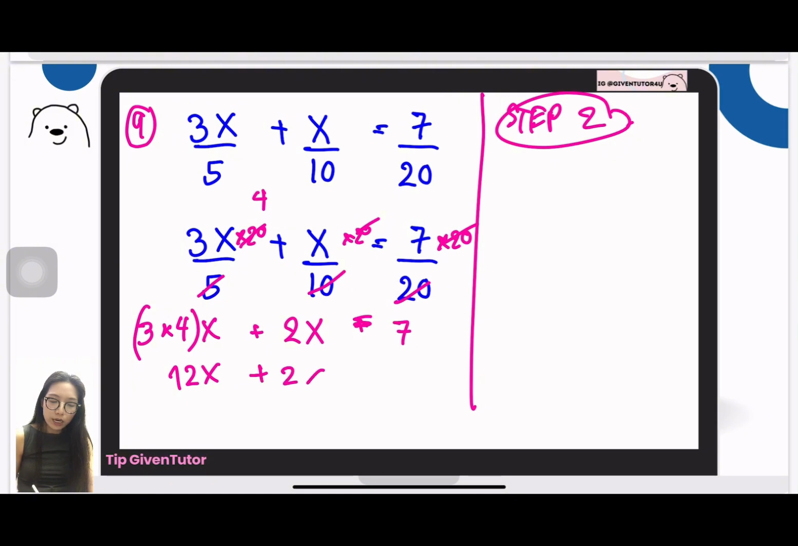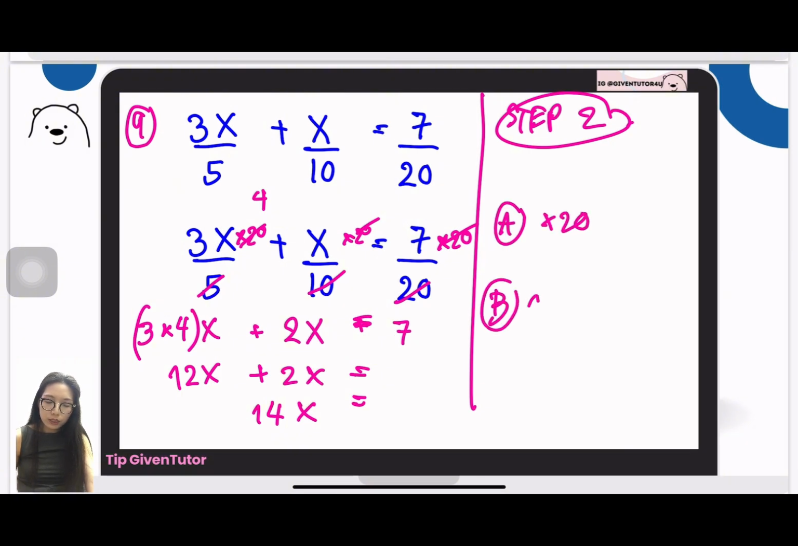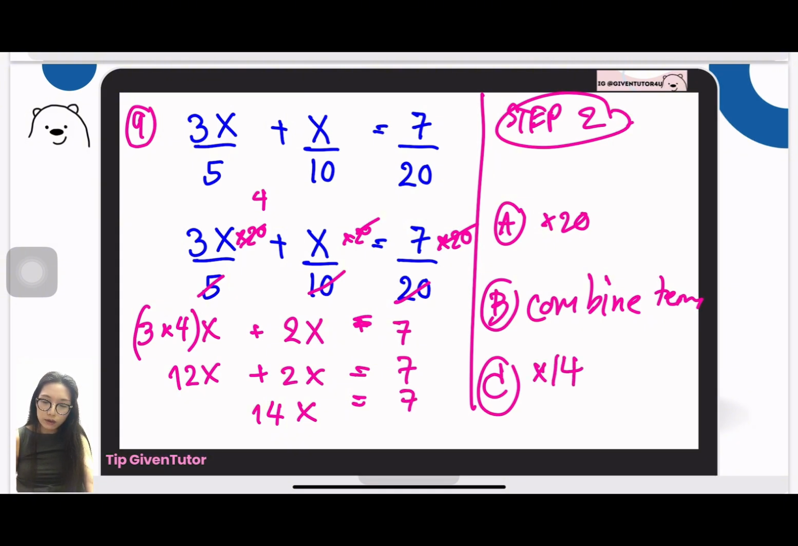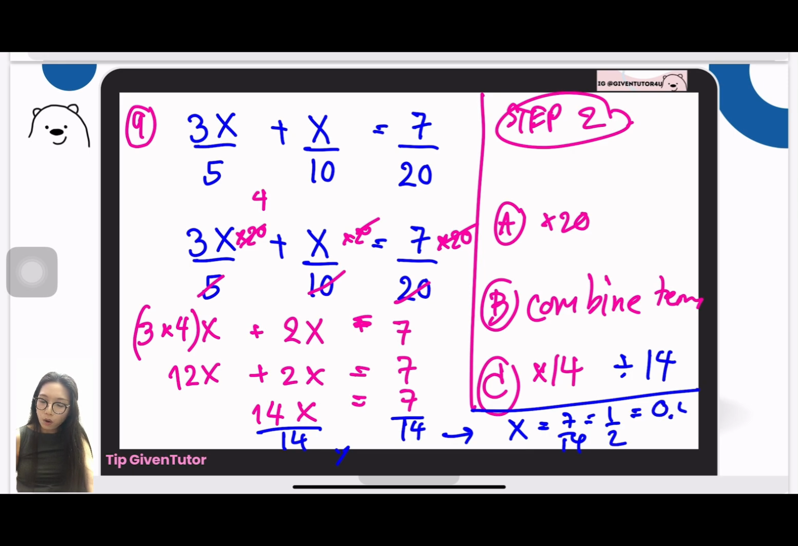So the next thing will be the combined term. When we look here, the combined term is 12 plus 2, which will be 14. This is the combined term. So step 2A is times with 20, B is combined term. Okay, so C: this is the 14, right? And then 7, right? So times with 14, and then in the reverse we will divide with 14. So divide with 14 in here. You will get x right here, equal to 7 over 14, or equal to 1 over 2, or 0.5 in here.